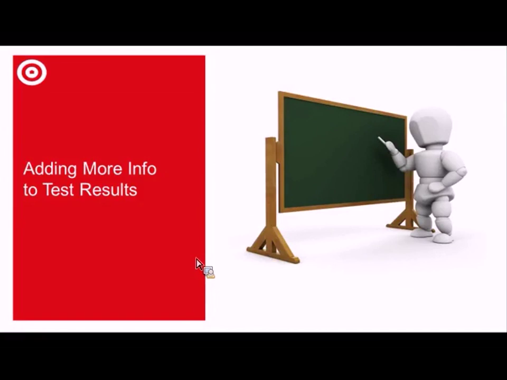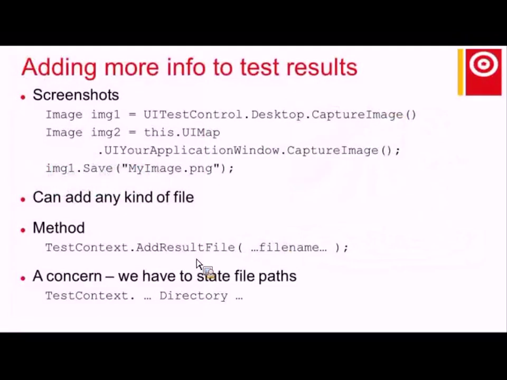When we're testing more complicated applications, we might want to add our own data into the test results as things run. We can take screenshots of the whole desktop using the top line of code there. So into an image file, img1, we get an image of the desktop. Again, be cautious on that one. If you're testing on your own desktop, then make sure that any private windows that you wouldn't want the developers to see are not open.